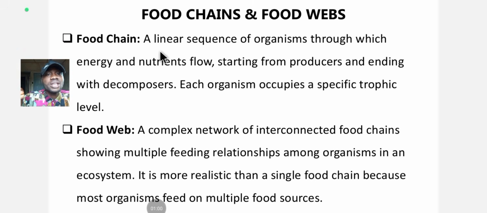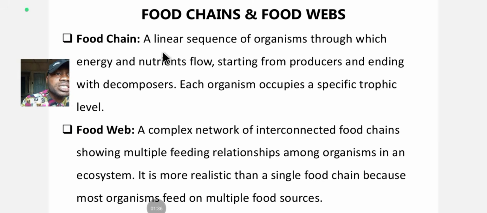It's a straight sequence of organisms through which energy is transferred. It's an energy flow, okay? Starting from the producers and ending in decomposers. So food chain starts with what? Producers, ending in decomposers. It is a straight, linear chain of energy transfer. So if you are transferring energy, you are transferring nutrients. If you are transferring glucose, for example, you are transferring energy. All right, so that's that.